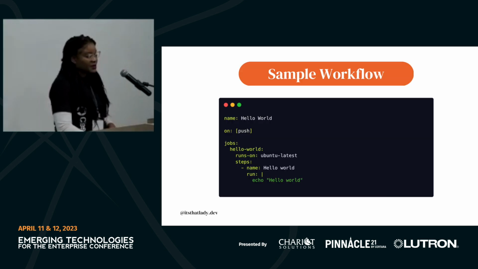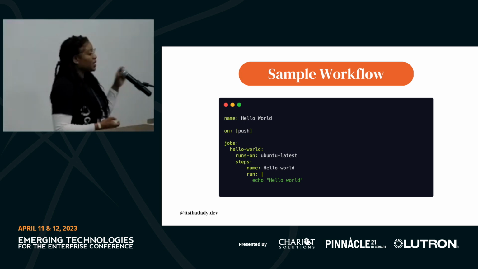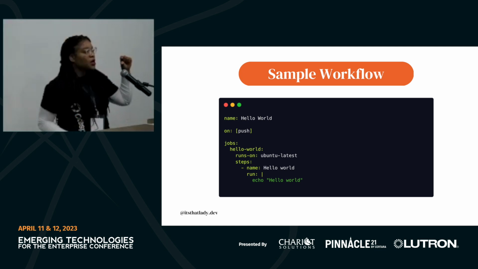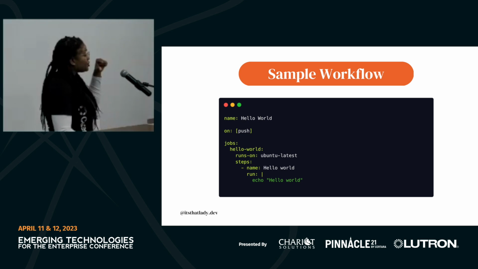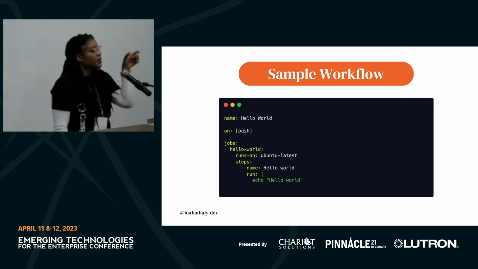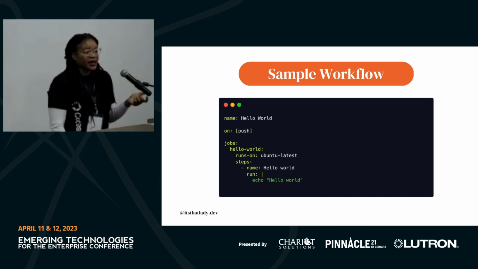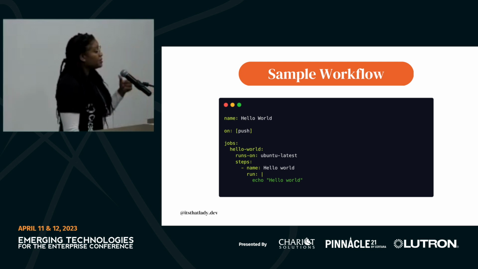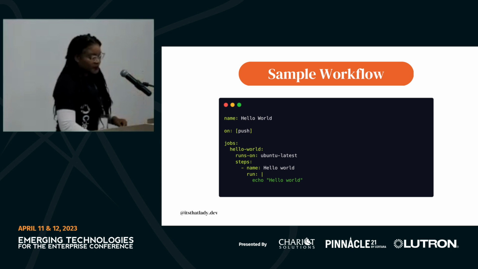Here's an example of a sample Hello World workflow. So you see we have the name of the workflow, and that's going to show up in the GitHub Actions tab on the GitHub UI. We have the on push, which is the event trigger for that action, and then we have a single job within that action. This job is going to be run on an Ubuntu machine or Ubuntu runner, and the step is to say hello world, and then it's going to run echo hello world.